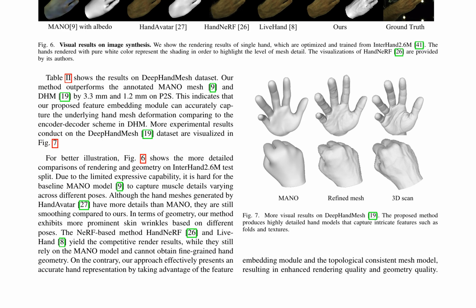The results on the DeepHandMesh dataset show that the XHand method outperforms the annotated mono mesh and DHM by 3.3 mm and 1.2 mm on P2S, respectively. The visual results on image synthesis and geometry on the InterHand2.6M test split demonstrate that the XHand model can accurately capture the underlying hand mesh deformation and exhibit more prominent skin wrinkles based on different poses. The proposed feature embedding module and topological consistent mesh model result in enhanced rendering quality and geometry quality.